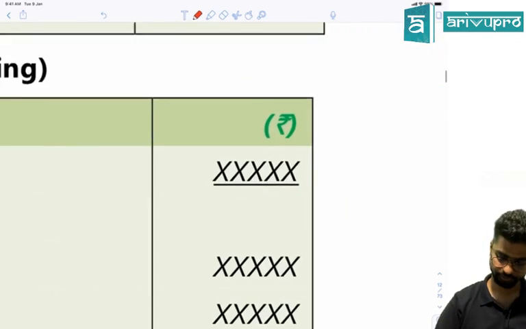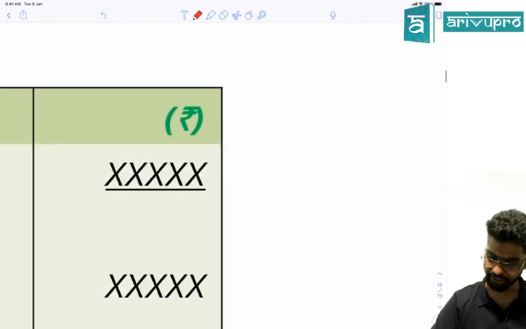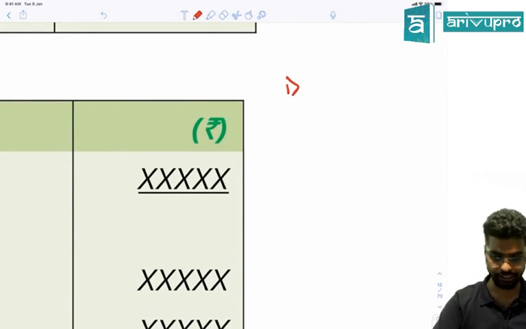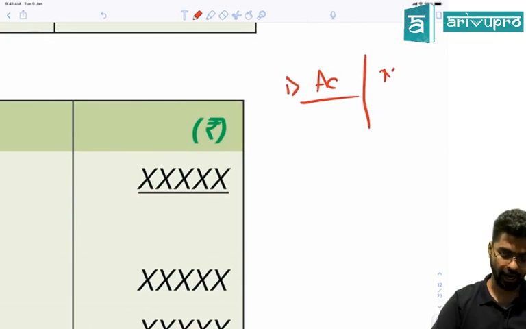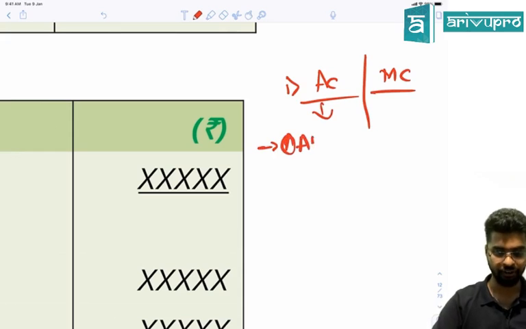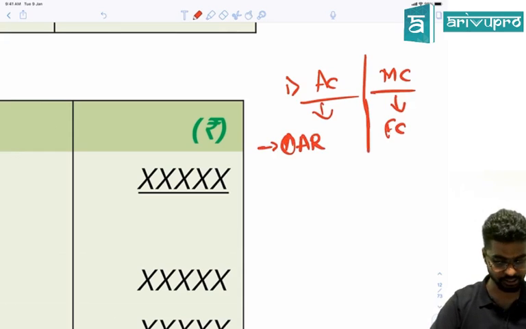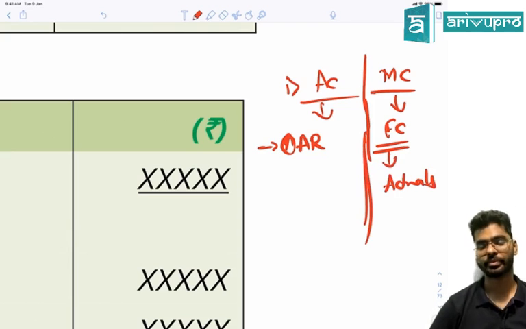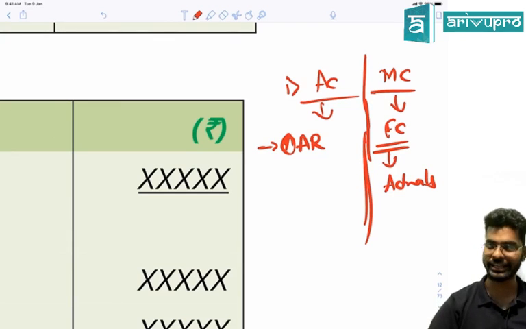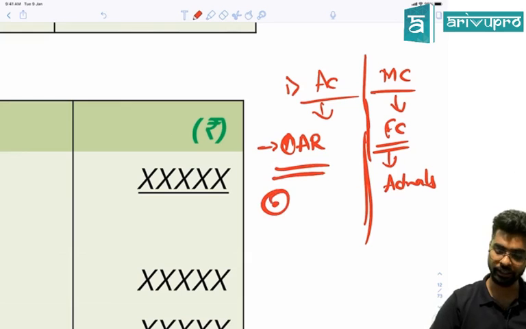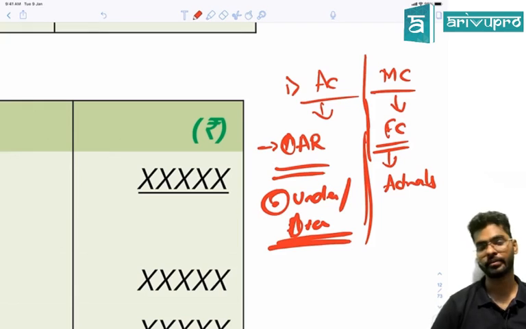Okay, so the first difference between absorption costing and marginal costing is that absorption costing takes fixed cost based on the overhead absorption rate, whereas marginal costing takes fixed cost based on actuals. Are you clear? Did you understand this? Because absorption costing takes based on OAR, I need to do an under absorption or over absorption adjustment. Did you understand this?